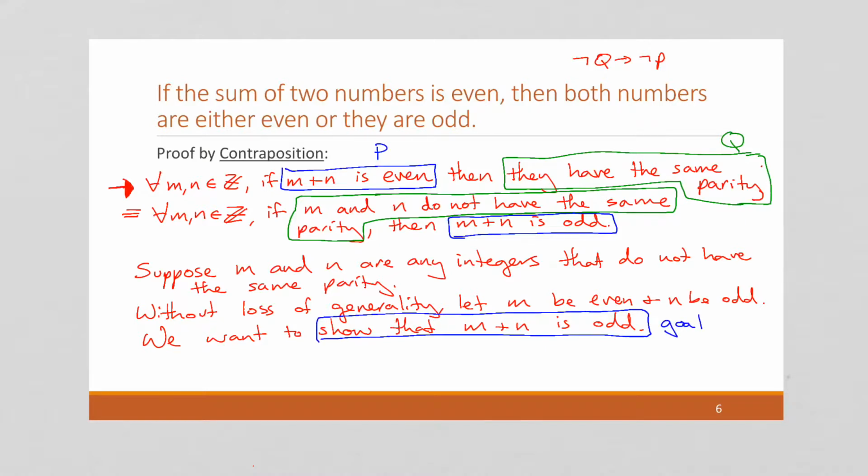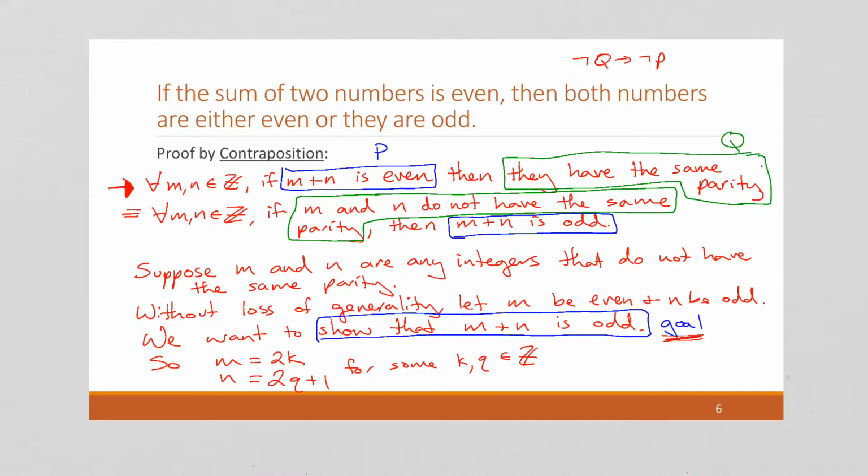So as with the previous one, we're going to say m equals 2k and n equals 2q plus 1 for some k and q in the integers. And now what we're going to do is use this to prove our goal, which is that m plus n is odd.